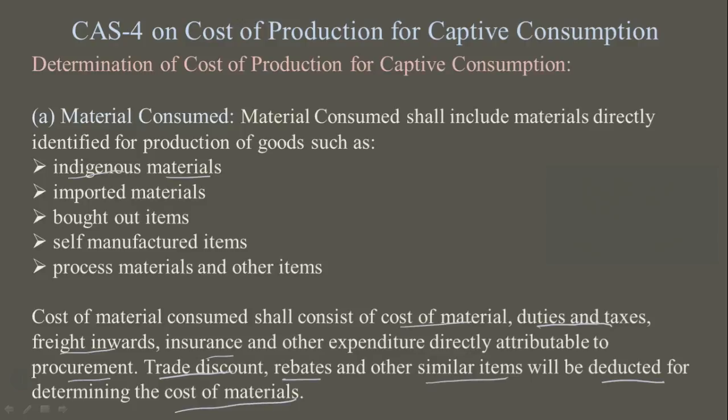So is cash discount also included? No, it should not be included. Only trade discount should be deducted from the cost of material, because we will not receive cash discount on every purchase, but trade discount we get on each and every purchase. So it is normal income, we can say. So it will reduce our cost of material.